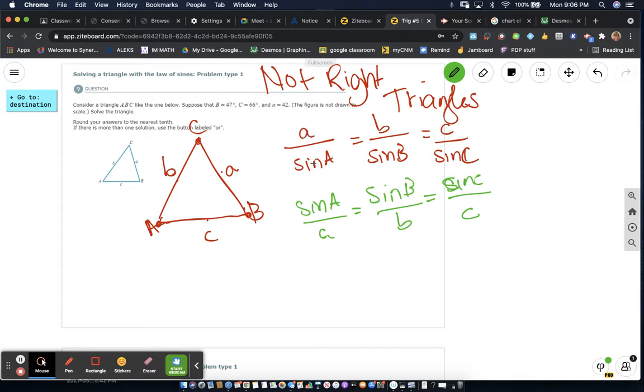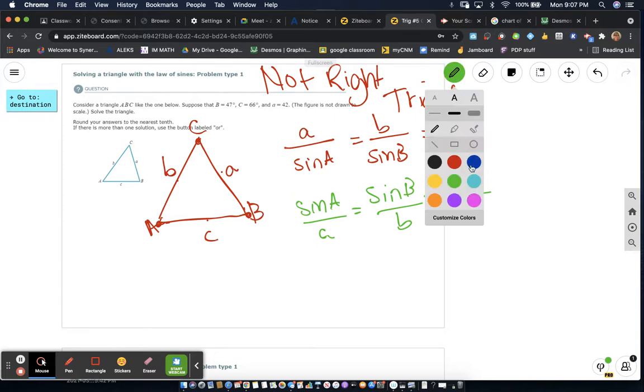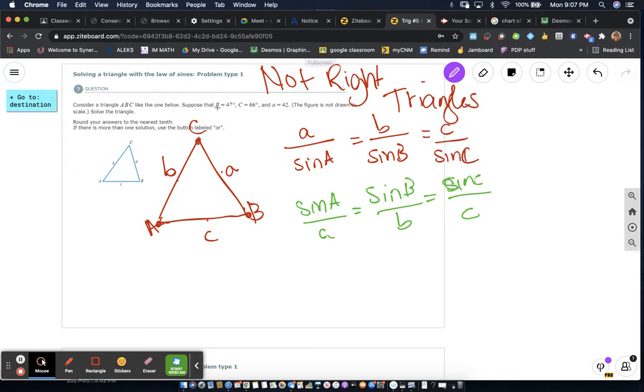So what's going to happen in these problems? They are going to give you enough to do one proportion, either with A or B, or A or C, just one proportion. Okay, so let's write what they gave us. Here we go. They gave us that B is 47 degrees. That's the name of the angle. C is 66 degrees. And little a, do you see it? That is 42. It says solve the triangle.